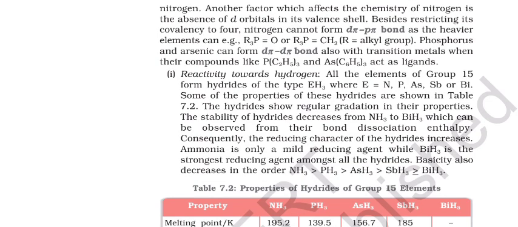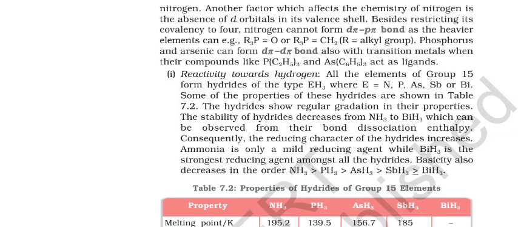Another factor which affects the chemistry of nitrogen is the absence of d orbitals in its valence shell. Besides restricting its covalency to 4, nitrogen cannot form dπ-pπ bonds as the heavier elements can. Example: R3P=O or R3P=CH2. Phosphorus and arsenic can form dπ bonds also with transition metals when their compounds like P(C2H5)3 and As(C6H5)3 act as ligands.